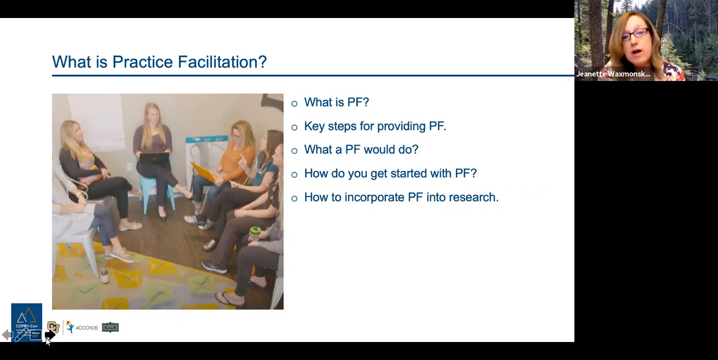help the practice identify exemplar processes, that is, what's going well and how can they take those processes and share those with other people and other practices, identify resources that they need to implement quality improvement, and help practices really problem solve around some of the challenges of implementing an intervention within their practice.